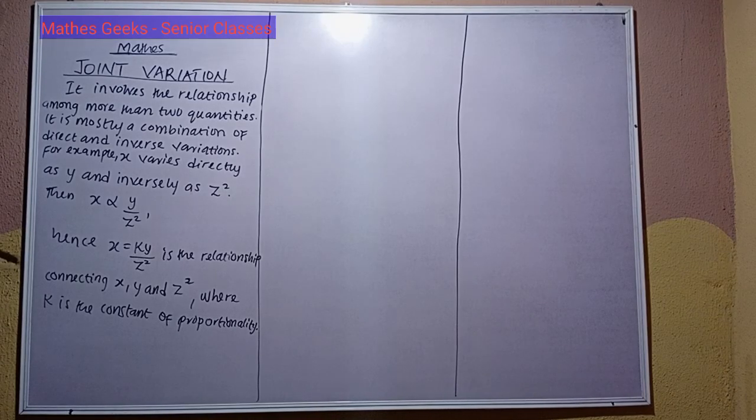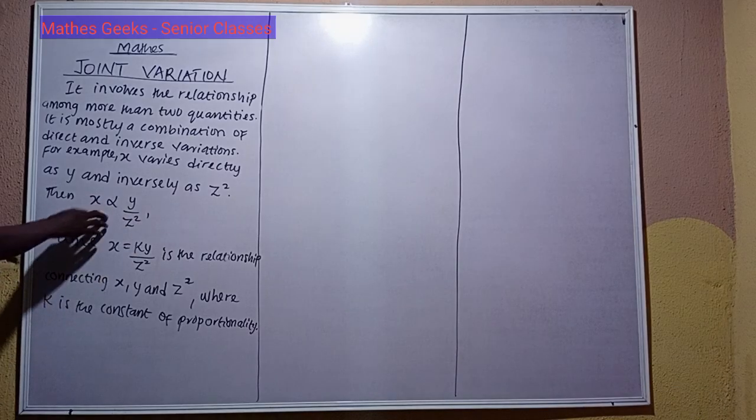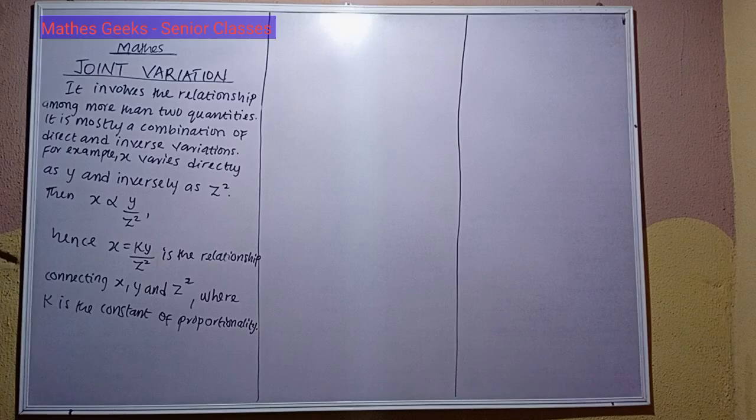Joint relation. It involves a relationship among more than two quantities. It is mostly a combination of direct and inverse variations. For example, x varies directly as y and inversely as z squared. Then x in symbol form varies directly as y and inversely as z squared. Hence x is equal to ky over z squared is a relationship connecting x, y, and z squared, where k is a constant of proportionality.